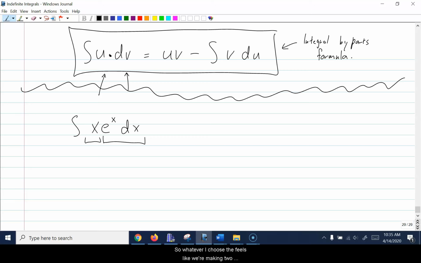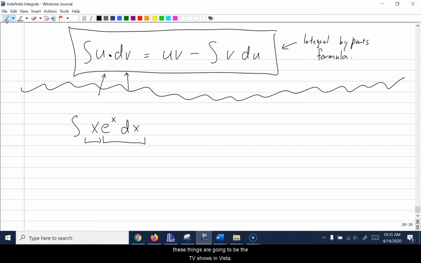So whatever I choose, this feels like we're making two choices. I'm picking a u and I'm picking a dv. It's really only one choice. Once I've picked what u is, dv must be everything else. Or once I've picked dv, u must be everything else. It's one choice about how do I divide this up. And here I'm dividing it like that. You're allowed to move the things around. Multiplication shouldn't care about order. So you can sort of move things aside. All these things are going to be the u. These things are going to be the dv.